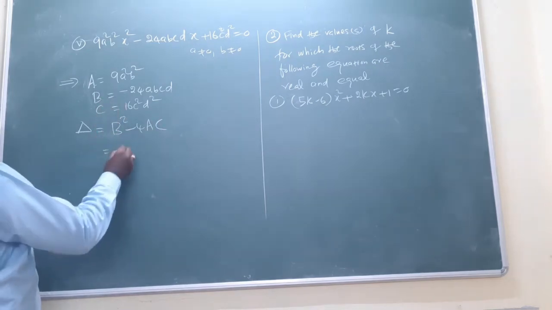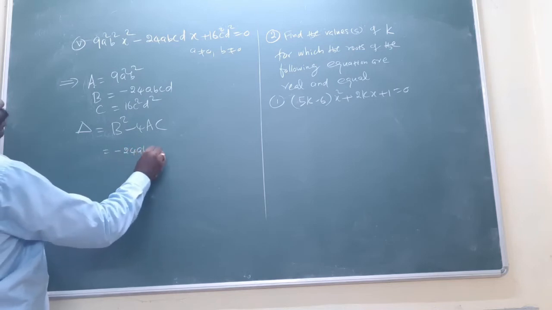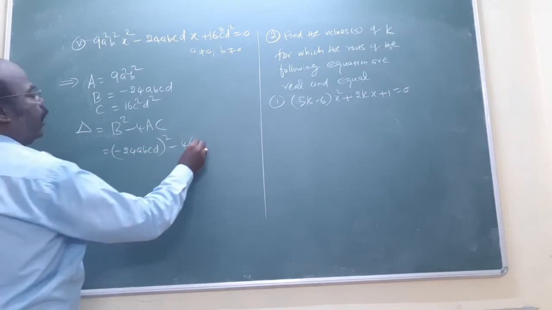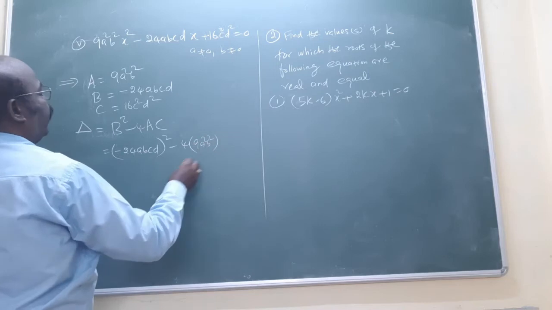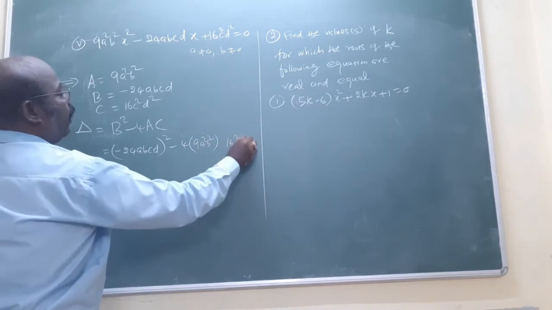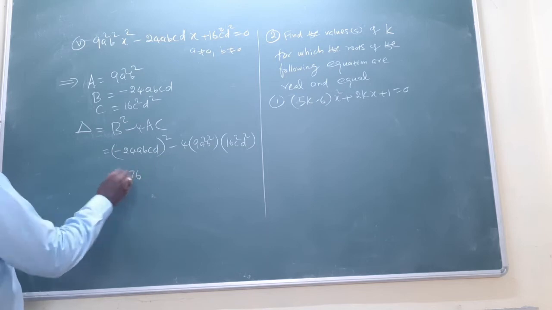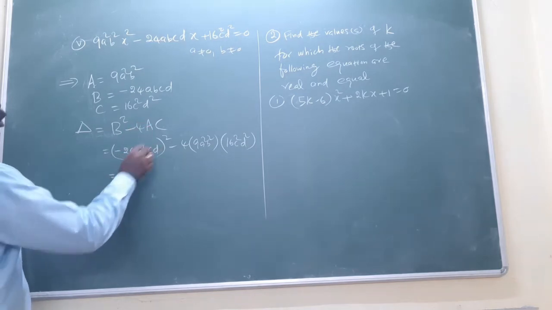Now substitute here. Minus 24abcd whole square minus 4 into A is what? 9a square b square. Next C is what? 16 c square d square. Now minus whole square is plus 24 whole square. 24 whole square means what? 24 into 24. Am I right? 24 into 24, 576. I already told you the minus figure, plus 24 square means 576.